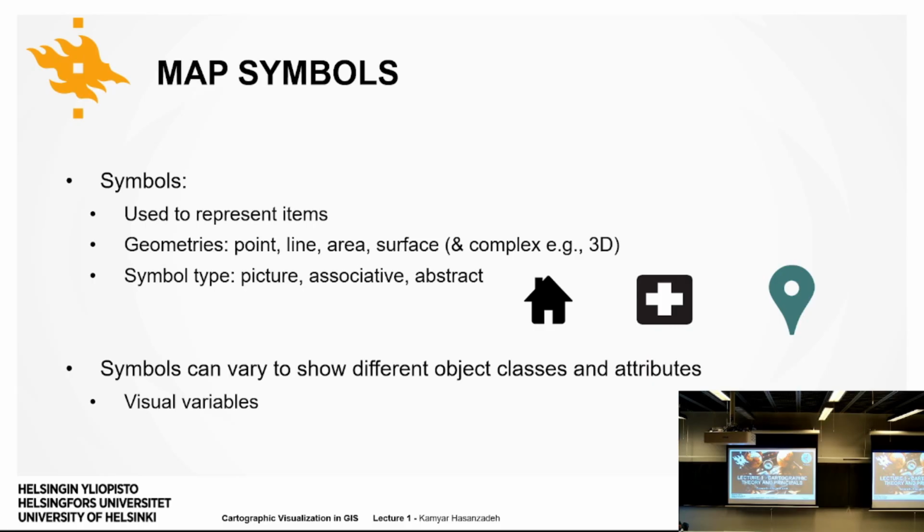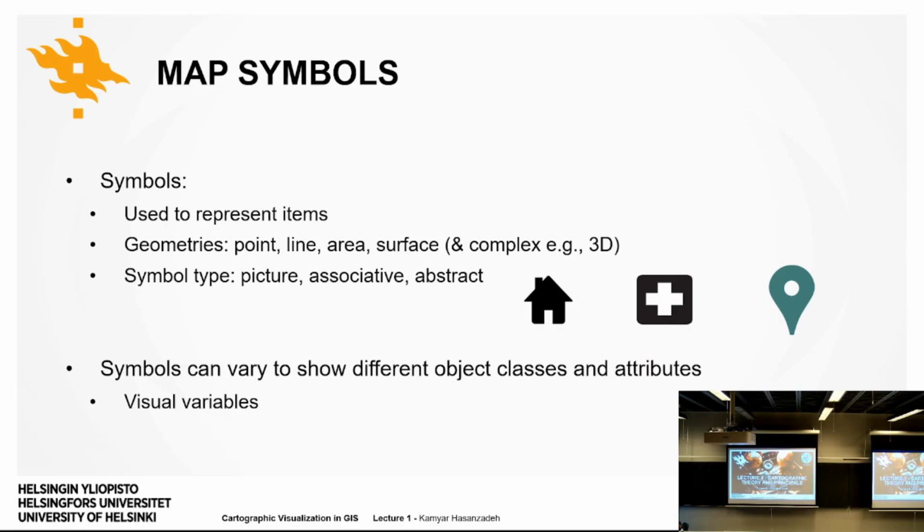Sometimes the symbols you're using are associative. So that cross, can you guess what it refers to? If you see it on a map without a legend, what's your best guess? A hospital. So it doesn't really have much to do with a hospital, but because of all the maps we have been exposed to and all the materials, it somehow just reminds us that this is probably a hospital. So it's associative. It's just associated with a hospital.